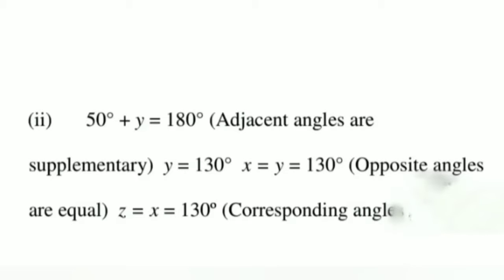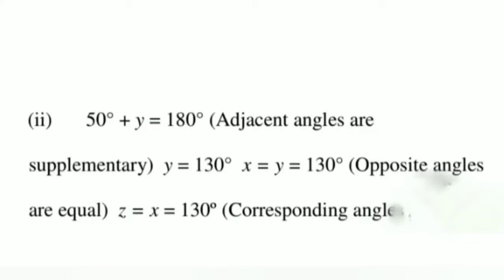Now x and z both are equal. Why? Because these two are corresponding angles. As we know, this figure is a parallelogram, so in a parallelogram opposite sides are parallel. So we can say x and z both are corresponding angles, and corresponding angles are equal. So x is equal to z is equal to 130 degree. Rest three, try to do yourself.